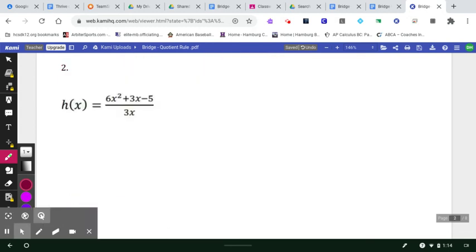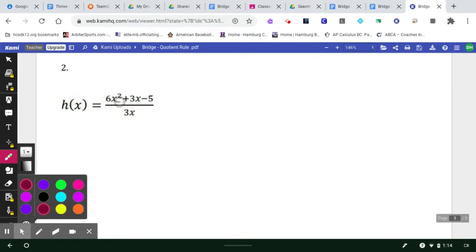All right, number 2. H of x equals 6x squared plus 3x minus 5 over 3x. I have x's in the numerator and x's in the denominator, so we can apply quotient rule. Let's sing our song. Low, d high: 6x squared becomes 12x, plus 3x is linear so plus 3, and 5 is a constant, it's gone. Low d high minus high.